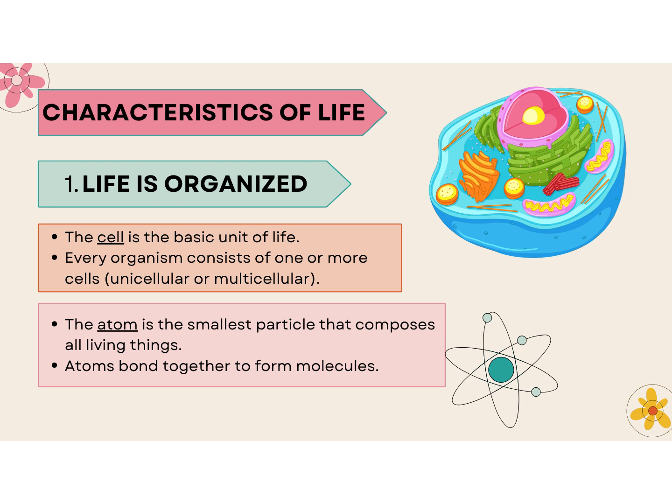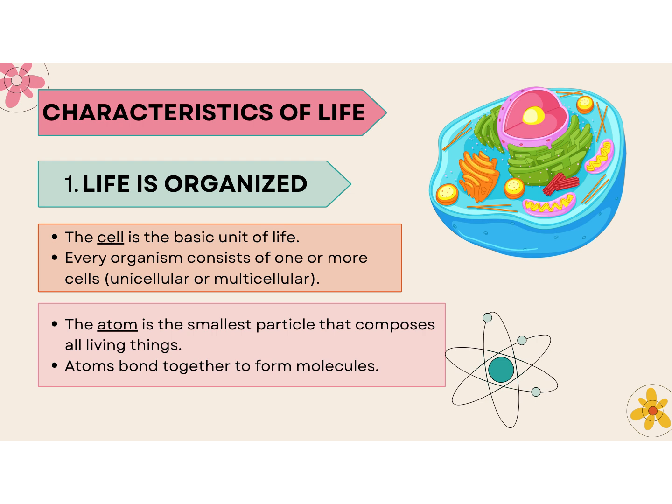Our next big note is characteristics of life. We're going to list several characteristics of life, and what this means is these are things that living things must possess in order to be considered living. The first one is they have to be organized. Life is organized, and the basic unit of life is the cell.